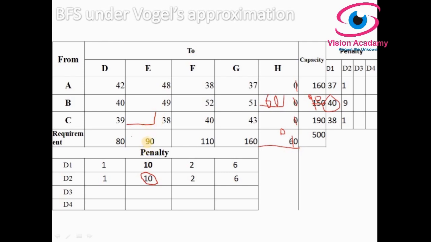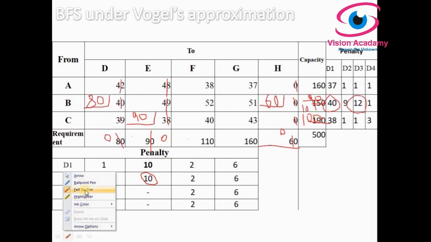Now compare requirement and capacity. Capacity is 190, requirement is 90. You can assign the whole 90 requirement to this cost. Once you assign the requirement, the remainder is 0, and you can strike out the rest of the cells relating to this. Out of 190 you assigned 90, the remainder is 100.